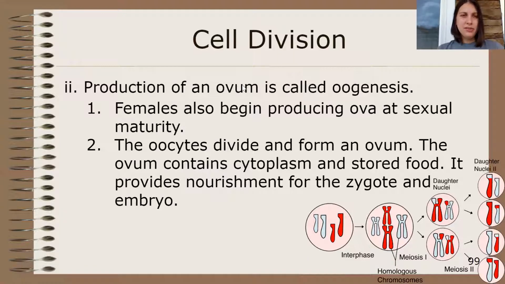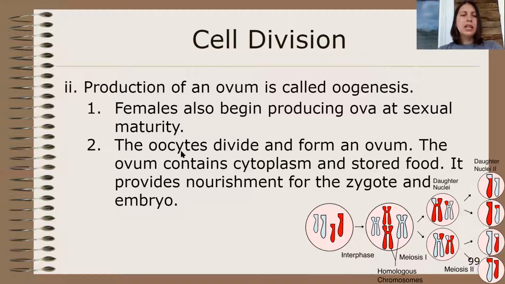In females, the sex cell is the egg. How is the animal producing eggs? Again, we have Genesis, meaning the beginning. And the O's, in animal science at least, typically relate to ovulation, eggs, ovaries, something along the lines of female reproductive abilities. So oogenesis is the production of the ovum, or the eggs. When females hit sexual maturity, that's when they begin producing eggs, or ova.